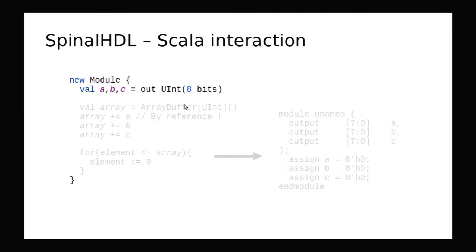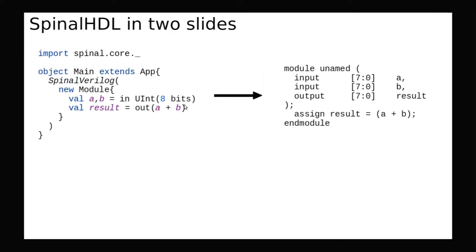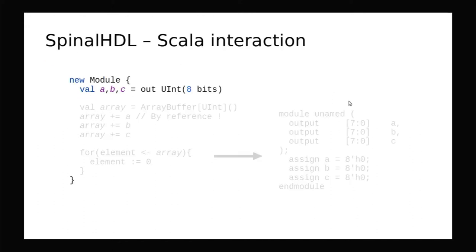Because it seems a bit weird to write this like that, why not directly write the Verilog format? And so, yeah, here I will show a bit the synergy between Scala and SpinalHDL. So, okay, let's define A, B, C as output unsigned 8 bits. Okay, let's then define array as an array buffer of UInt. So, array buffer is a Scala thing. It's a mutable collection in Scala.